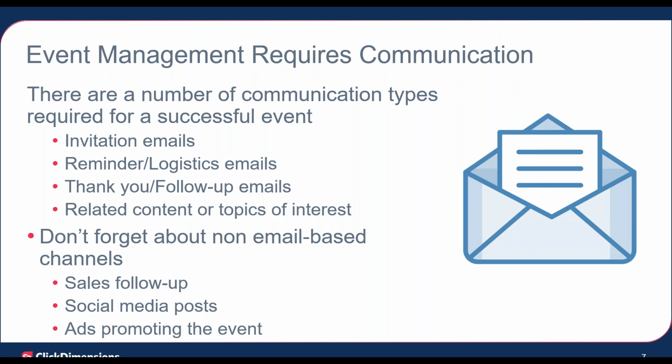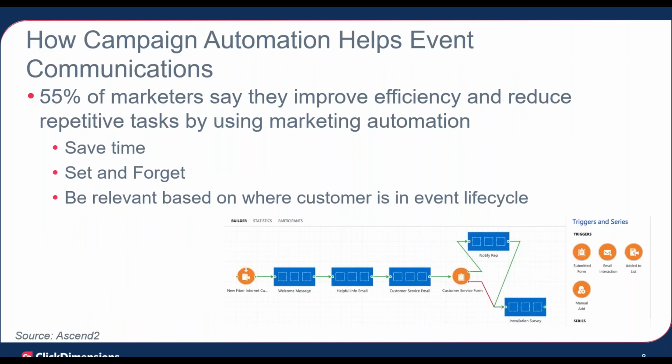And there are also non-email based channels that can be tied into event communications. You might have the need to have a salesperson do direct outreach and follow up. You could be posting things on social media about your event, promoting it via ads. The amount of communications can quickly grow. So let's talk about how campaign automation can actually help with that. Marissa, if you want to go, thank you.